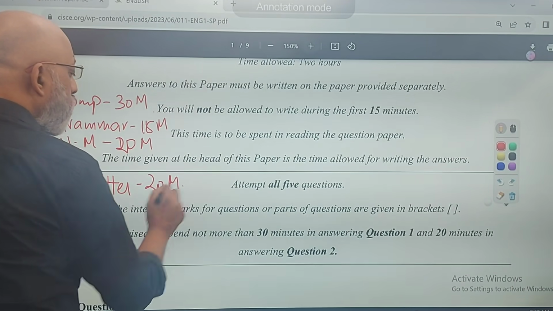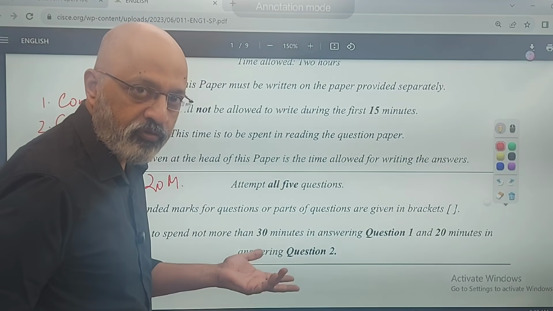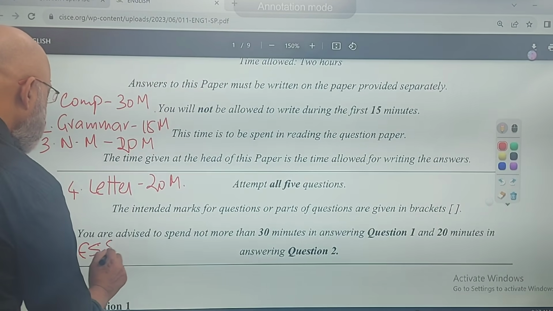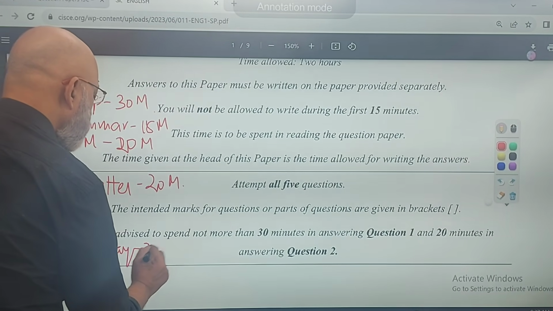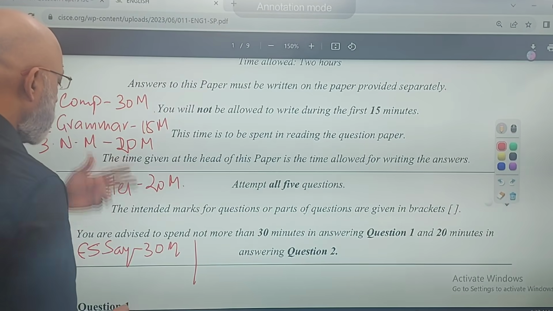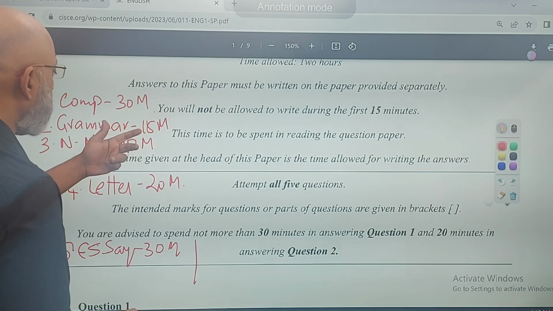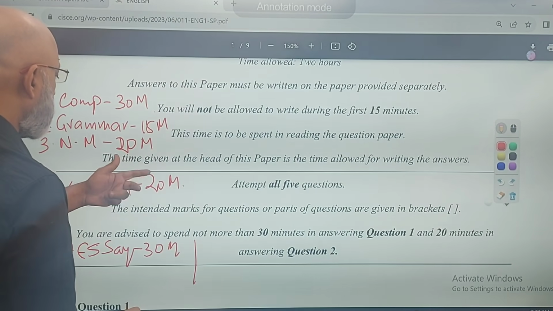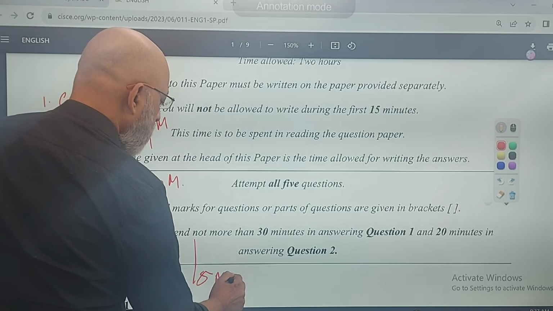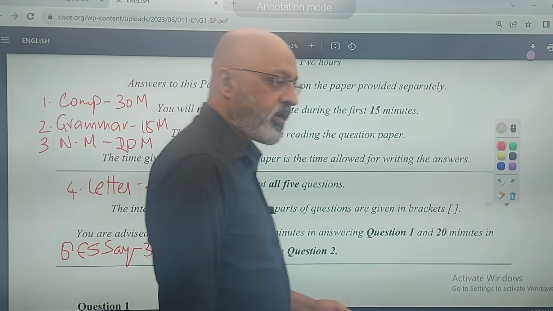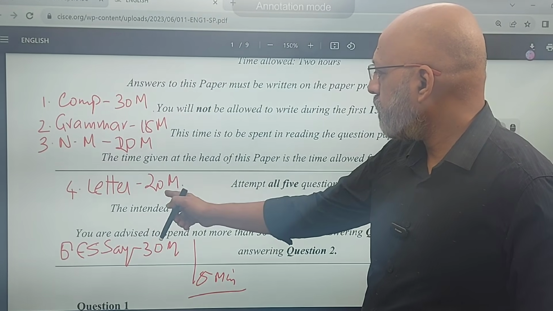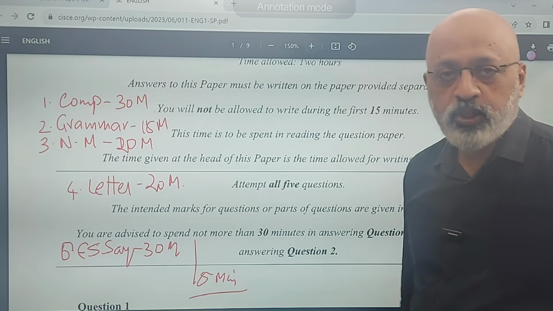This also should not take more than 20 minutes, irrespective of whether you are attempting a formal or an informal letter. And finally, attempt the essay. For this you can take 30 minutes, and whatever time is left, I think you will have around 5 minutes of revision time left, right? So that should take care of it.